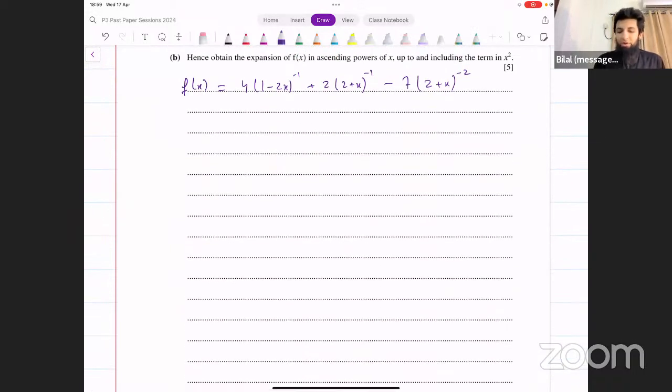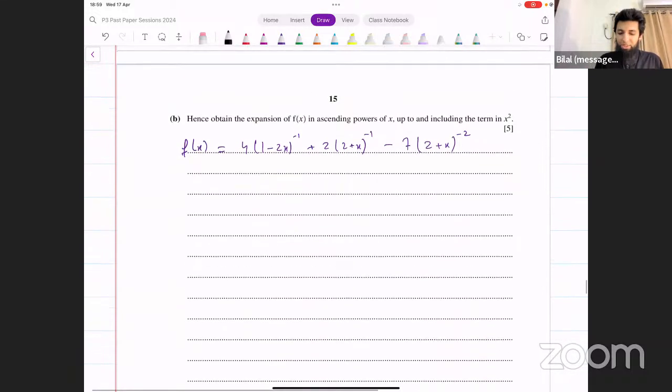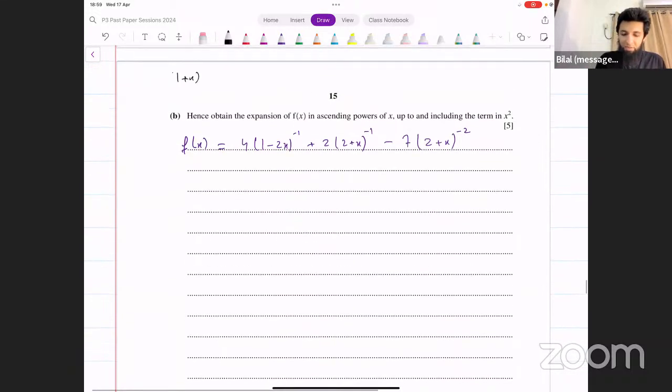Now, in order to use the binomial formula, remember that it's written in the formula sheet. It looks like this: 1 plus x whole raised to power n is equal to 1 plus nx plus n into n minus 1 divided by 2 factorial into x squared, and so on. You have to expand up to x squared. So this is all that we need.